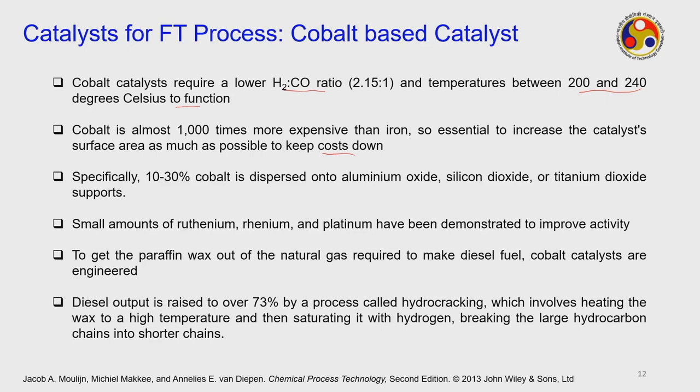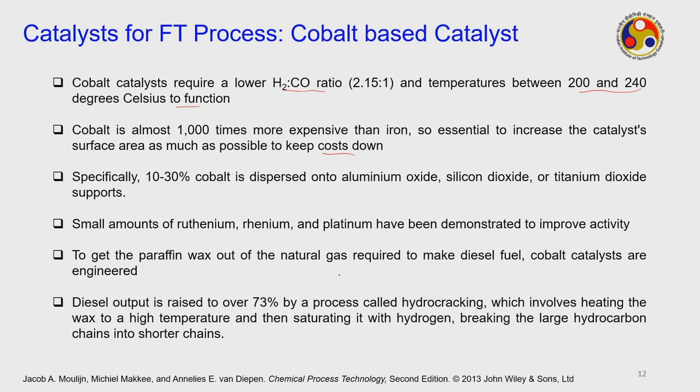To get the paraffin wax out of natural gas, where do you want to use this? So, as I told you, this cobalt catalyst can only be used in cases which have high hydrogen content. If it has high hydrogen content, it is useful for natural gas as a feed. So, this natural gas as a feed we can use, but the only issue is it will provide long chains, the chains will be large. So, if the chains are large, the product wax formation is highly probable.